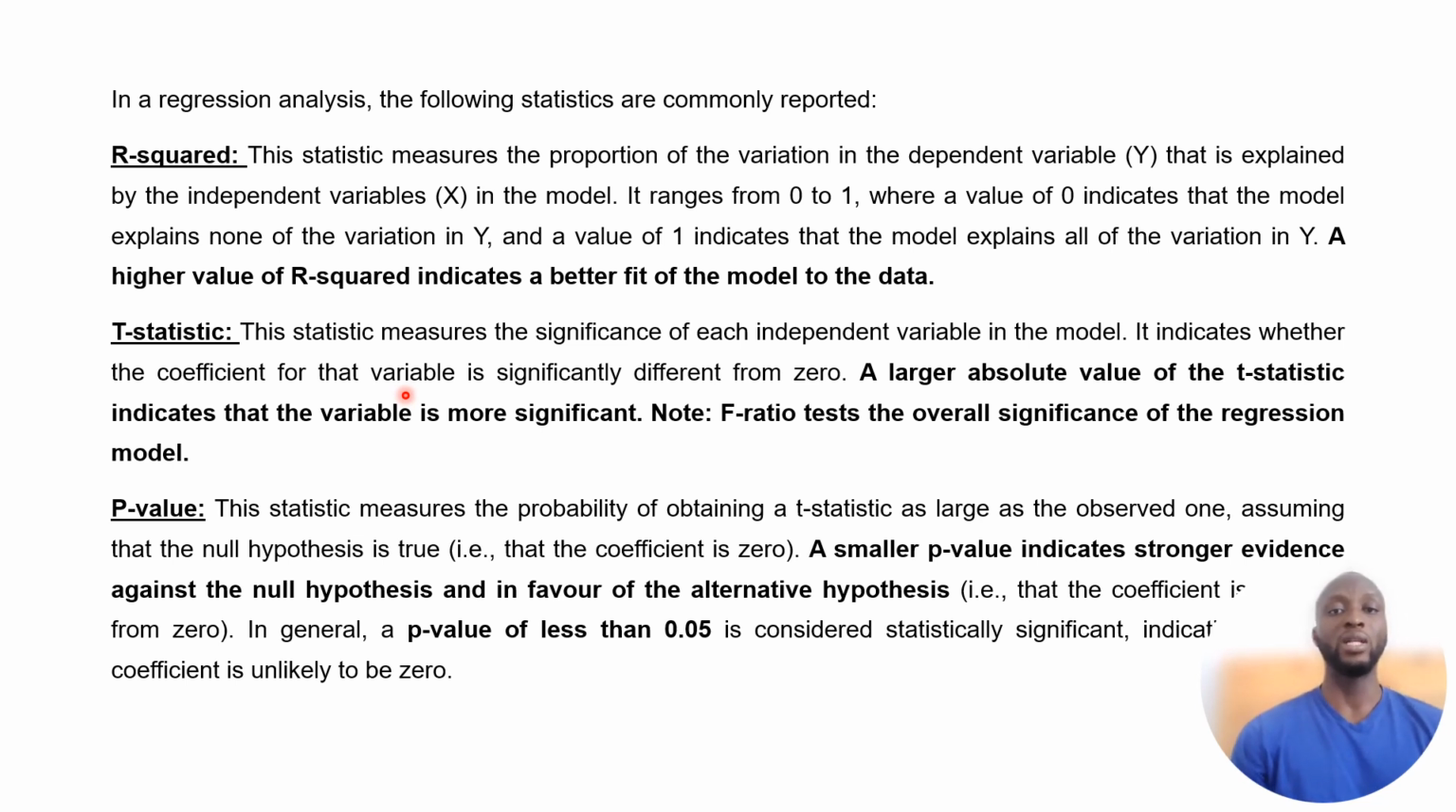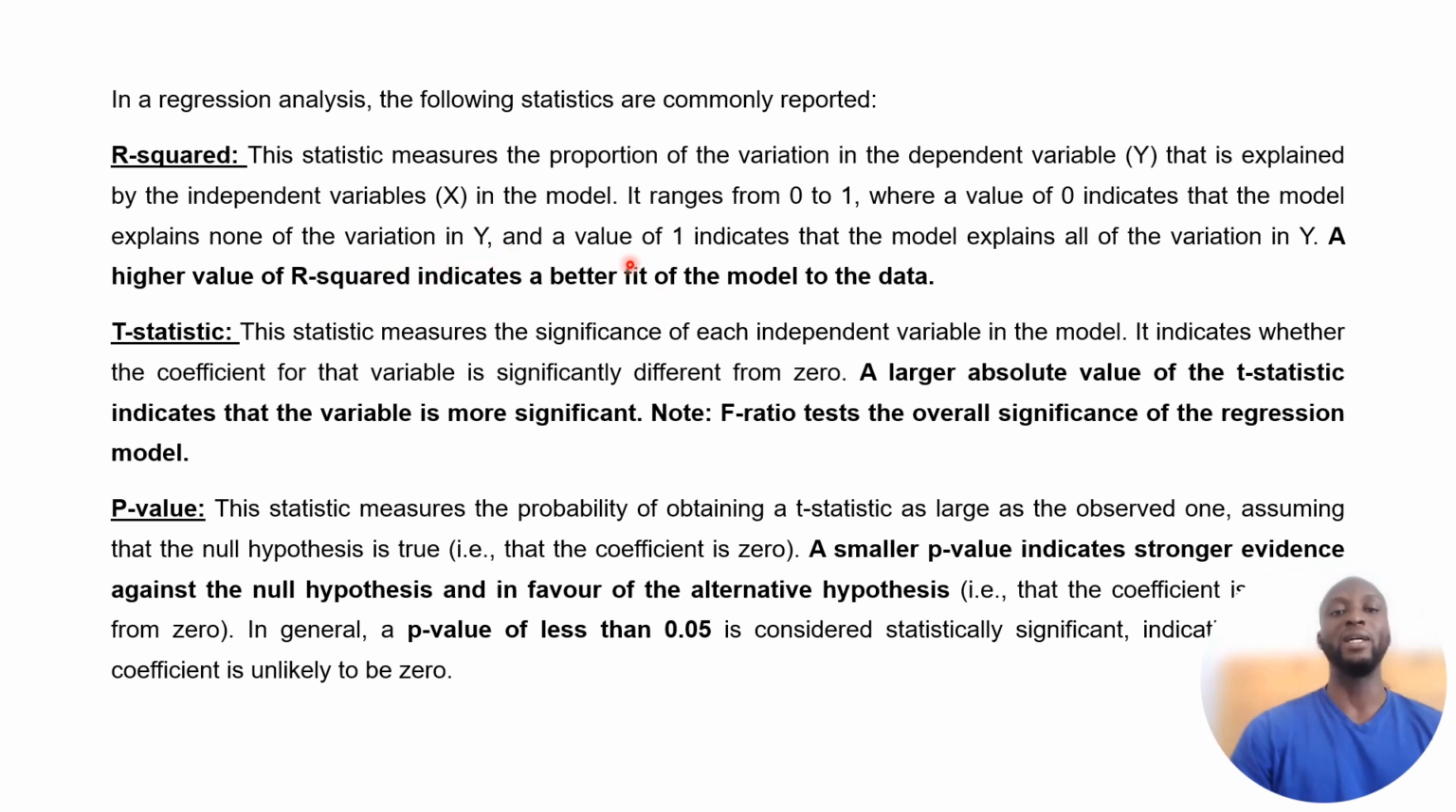I will read it out, and I will also explain in layman terms so we can all be on the same page here. The R-squared statistic measures the proportion of the variation in the dependent variable y, and in our case it will be q, that is explained by the independent variables x. In our case, this will be beta 1, beta 2, beta 3 in the model. It ranges from 0 to 1, where a value of 0 indicates that the model explains none of the variation in y.